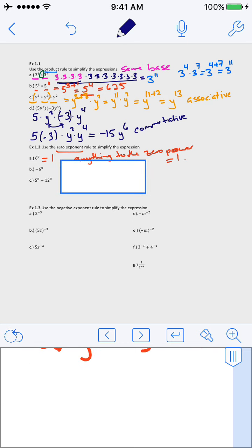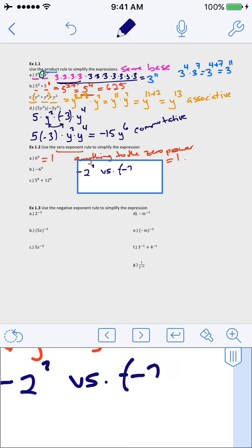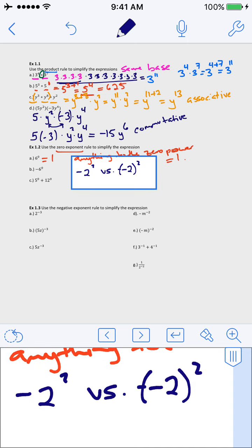And that was when we had something like negative 2 squared versus negative 2 squared, right? And there was a difference between the two. If the negative was on the inside of the parentheses, that means you also square it, right? So it'd be negative 2 times negative 2, you get 4.